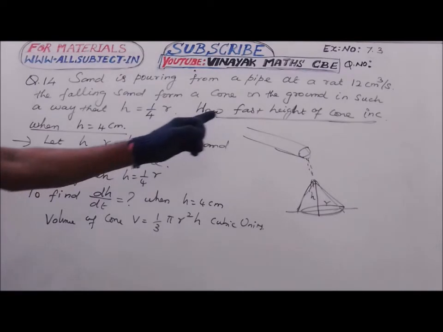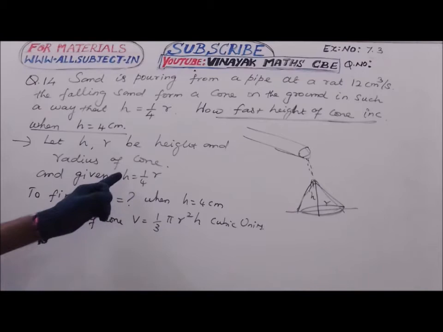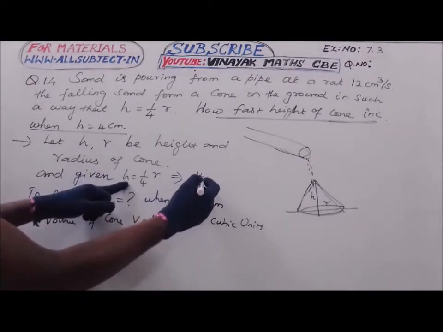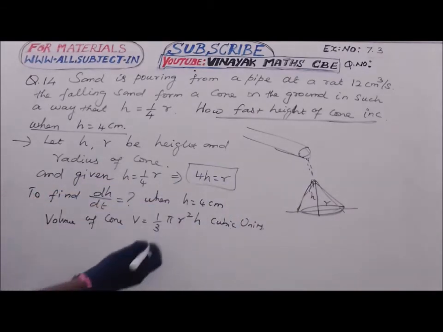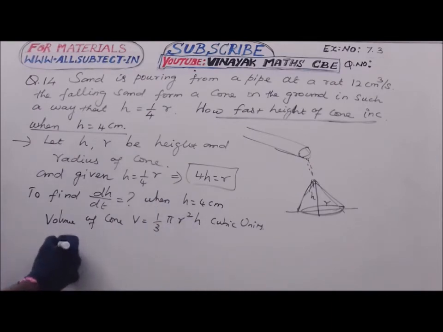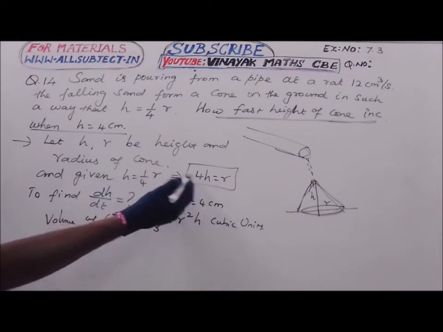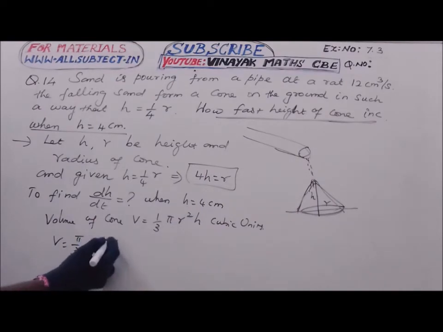Given we need to find the rate of change of height, so the r should be changed in terms of height h, which implies r is equal to 4h. So instead of r, substituting h, that means changing all the terms on the right side in terms of h. V is equal to pi by 3 r square, r equal to 4h, so r square means it is 16 h square into h.